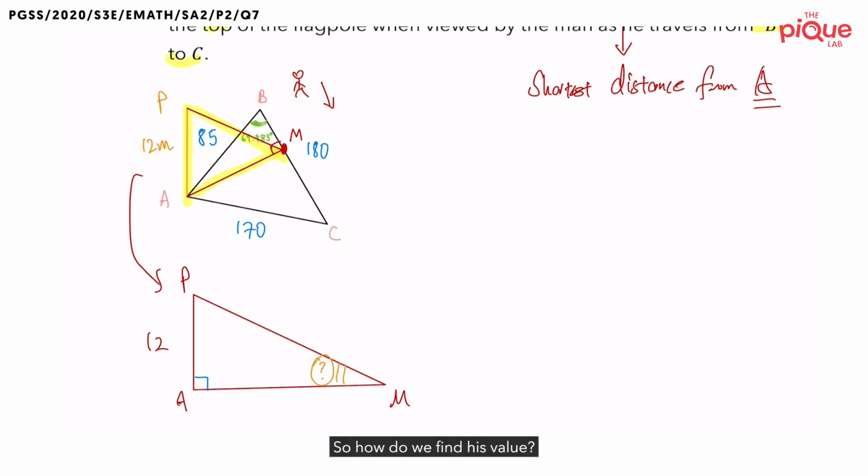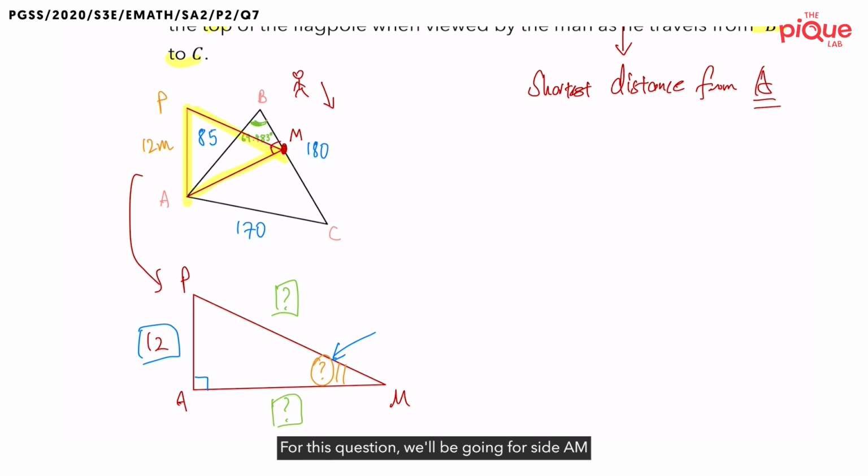So how do we find this value? We can make use of our trigonometry concepts that we have learned before. When given an unknown angle that we would like to find in a right-angled triangle, we need a minimum of 2 sides. At this point, we have one side which is AP, but we do not have side PM, nor do we have AM in this triangle. So to solve for the angle required, we must first obtain either PM or AM. Now, which side do we go for? For this question, we'll be going for side AM because we have enough information to solve for this value.